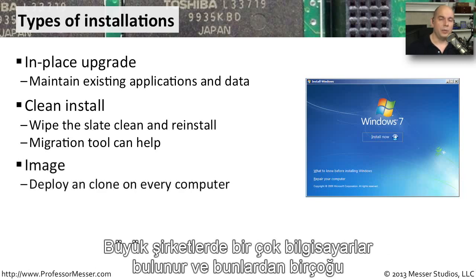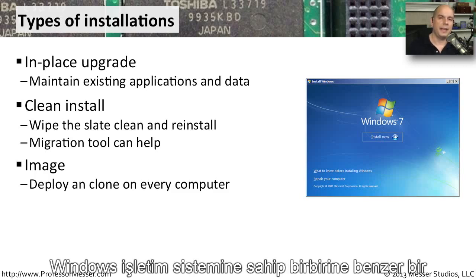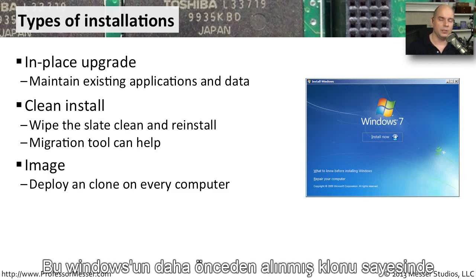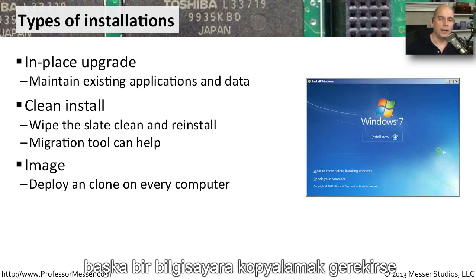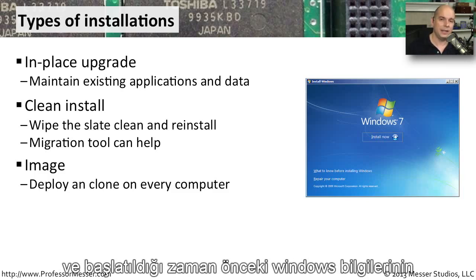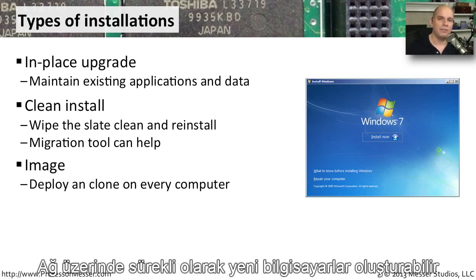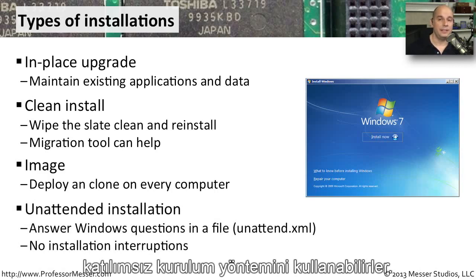In large organizations where you have a lot of computers that are absolutely identical, you will have the IT folks make a clone of the Windows operating system. They'll take an already built version of Windows and simply make a sector by sector copy of everything that's on that computer. And if they need another machine deployed, they simply clone that particular image to another computer. And when they start it up, it has exactly the same Windows information as the old system. So they don't have to step through that installation program every single time they want to bring up a new computer on the network.